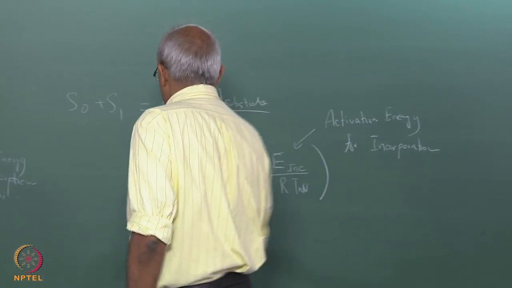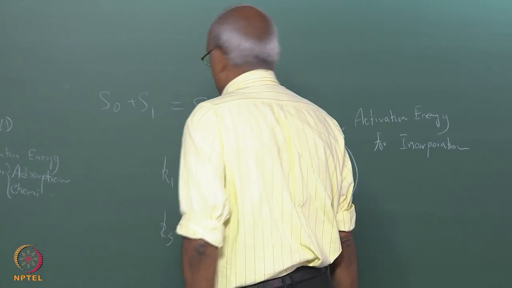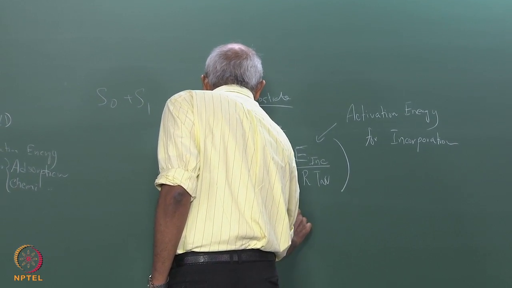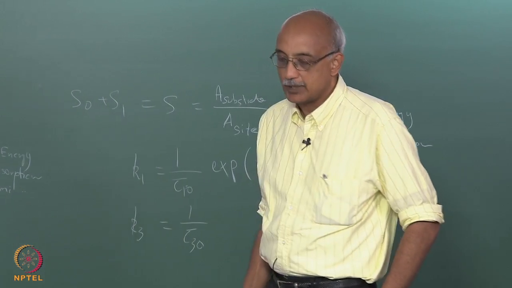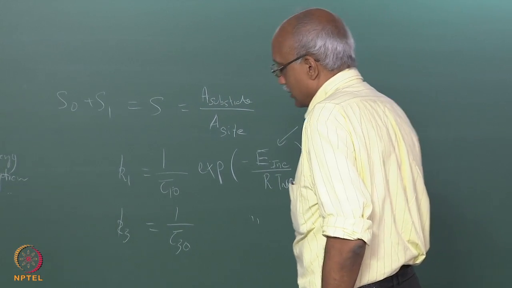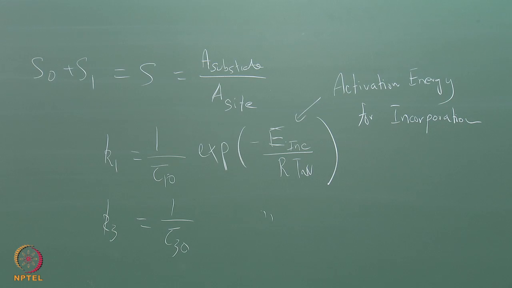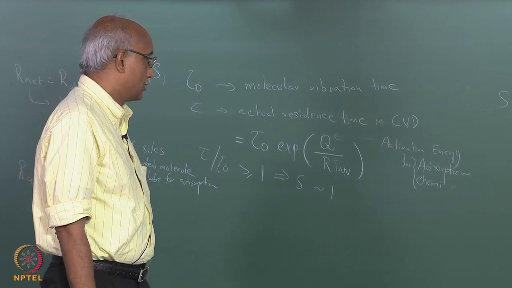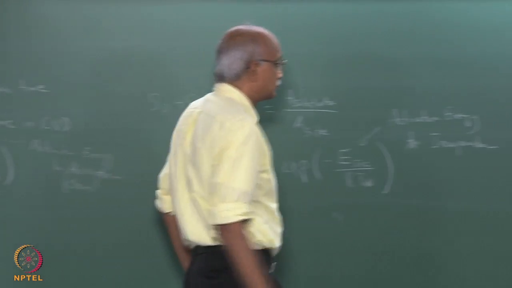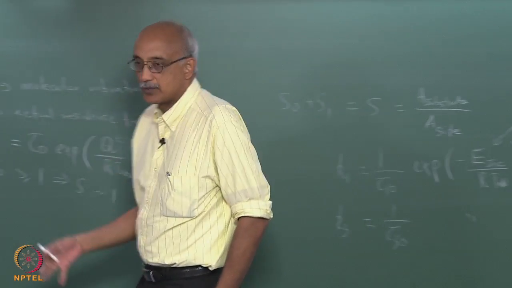And similarly, we can take K3 as being equal to 1 over tau 30 times the same exponential parameter, and where this tau 30 is defined as a characteristic time for desorption of an adsorbed molecule on the surface. Now, the third parameter K 2 reflects the kinetics of adsorption.